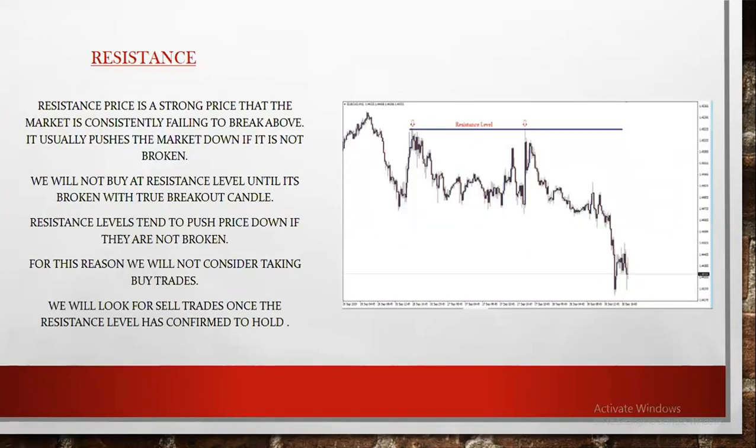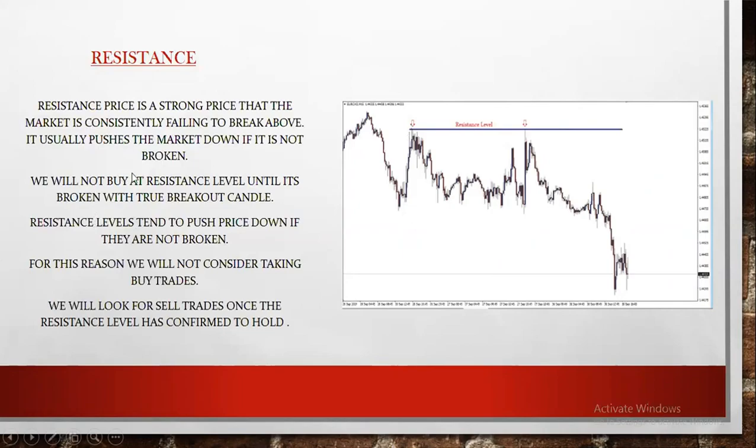Then you have a resistance, which is the vice versa, the opposite of your support. Resistance is a strong price that the market is consistently failing to break above. As you can see, you had this resistance formed here, pushing the market down, came back, tested on the very same price, went down again. It usually pushes the market down if it is not broken. So if price fails to go above this and close above this, then the high chances are it's gonna drop.